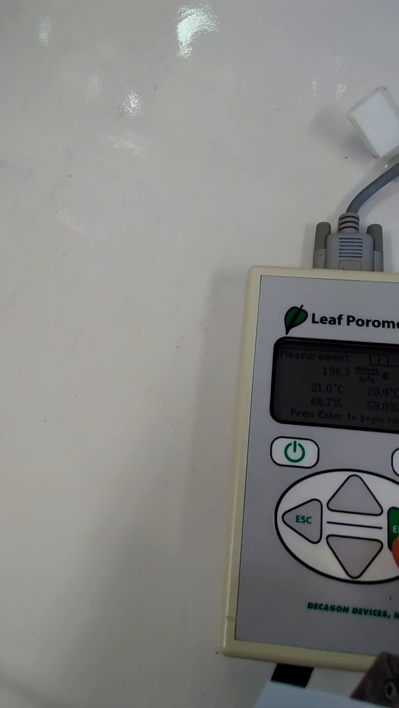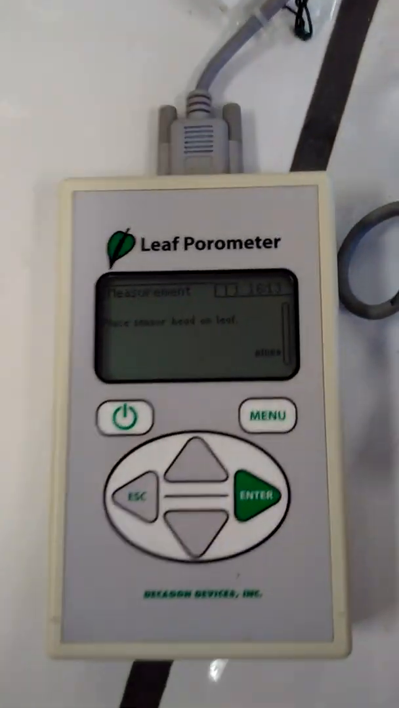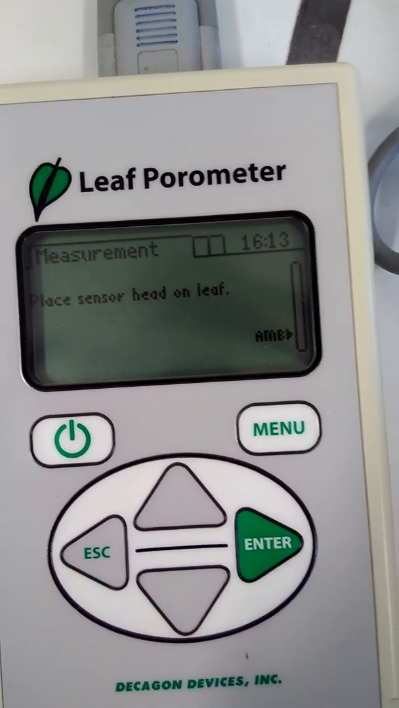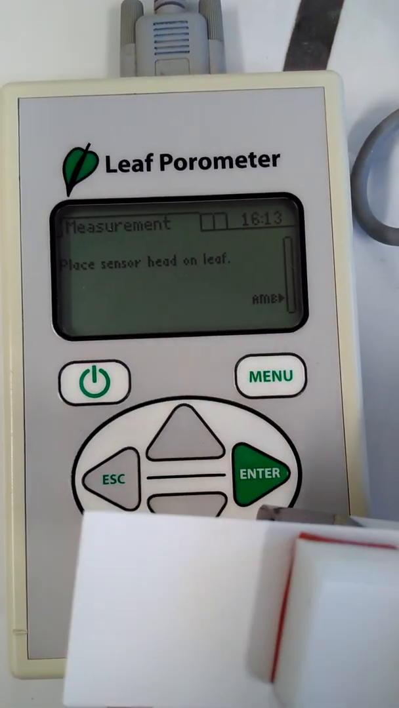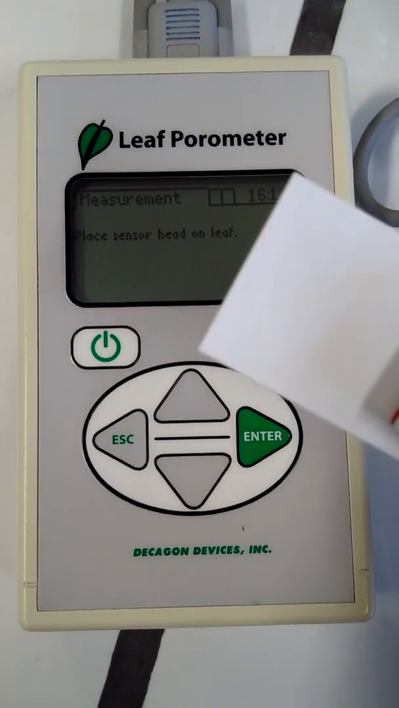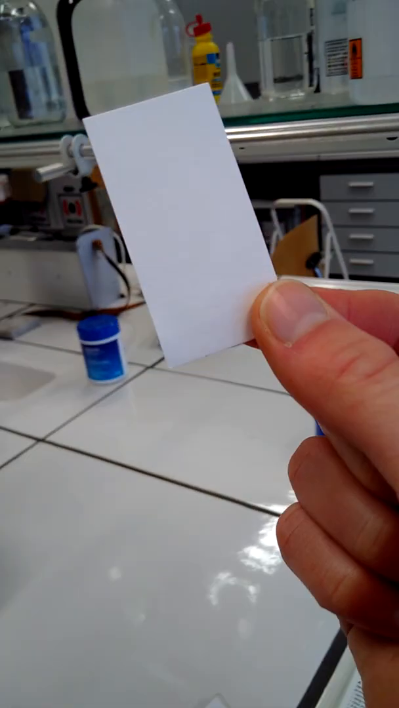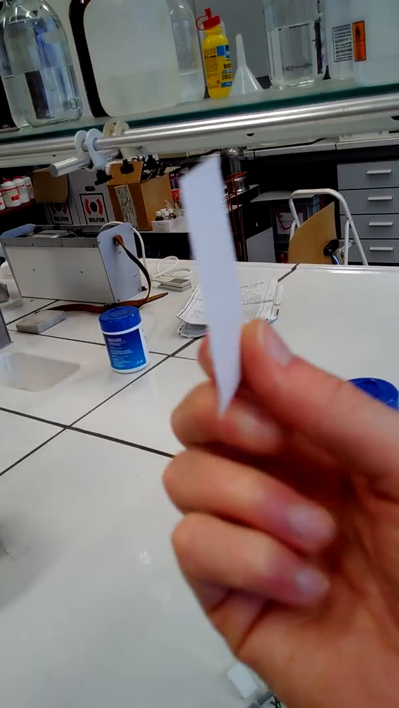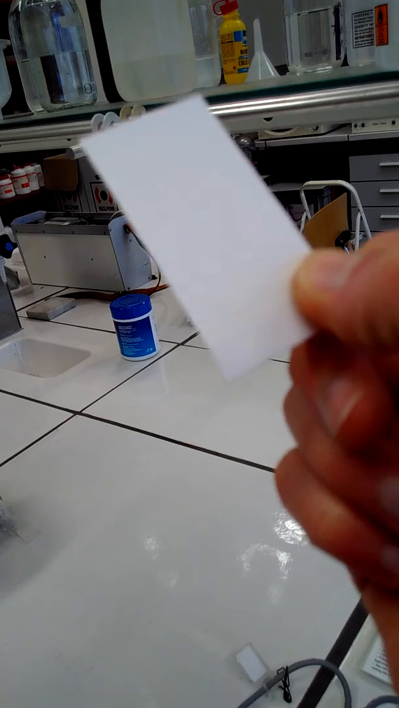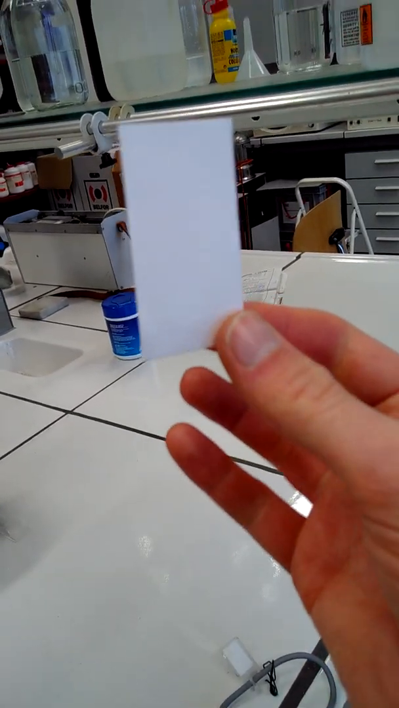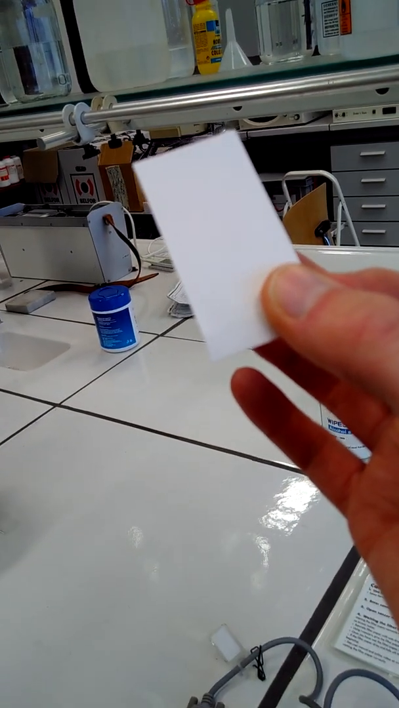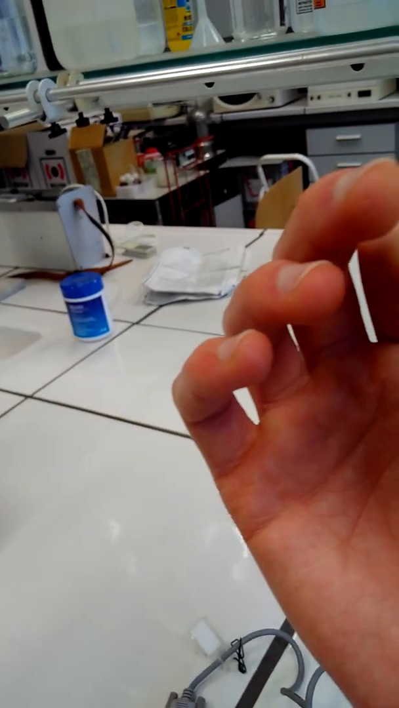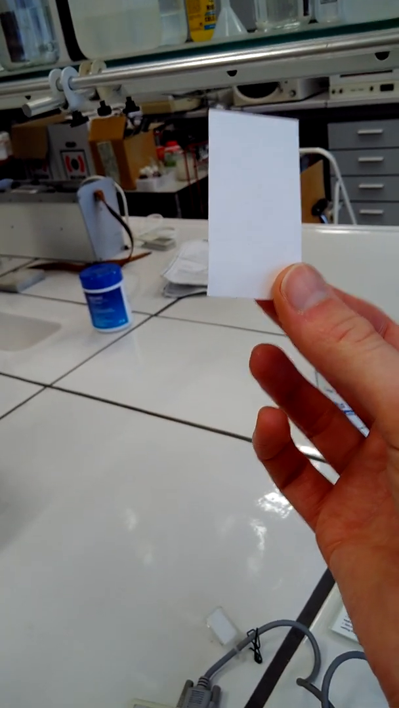And now, I need to press enter. And it says, place sensor head on leaf, but actually nothing is happening. Why? Well, of course, because this is in equilibrium with the outside environment. I mean, there is no water going from this to the air around it, or the other way around, because it has been there all the time. So it's in equilibrium, so you will measure nothing. There is no net transport of water from the piece of paper to the chamber of the porometer.